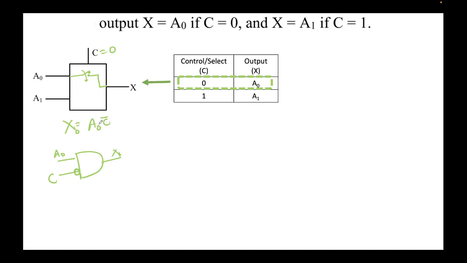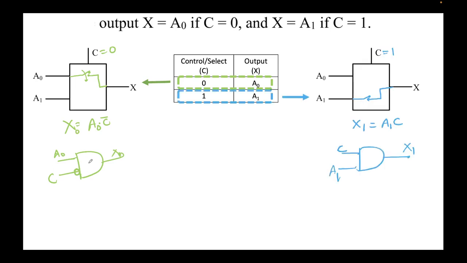So this is nothing but an AND gate. This is multiplication, so A0 times C bar. This is the first signal A0, and this is C, and this circle denotes NOT. So this is an AND gate. So output x0 would be A0 times C bar, because C bar is the input to this AND gate.